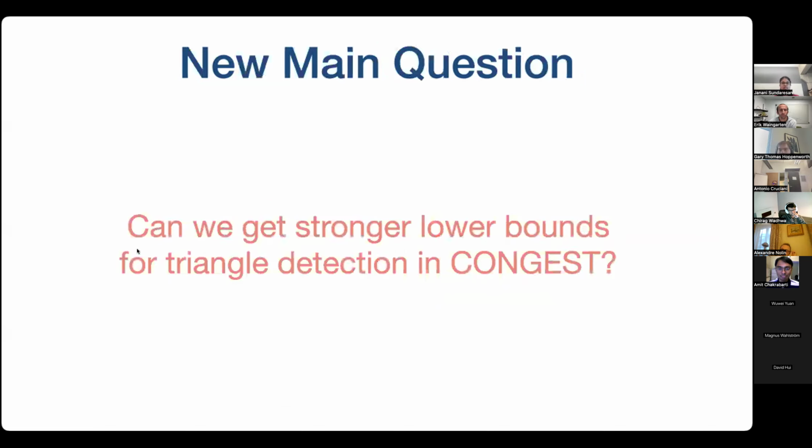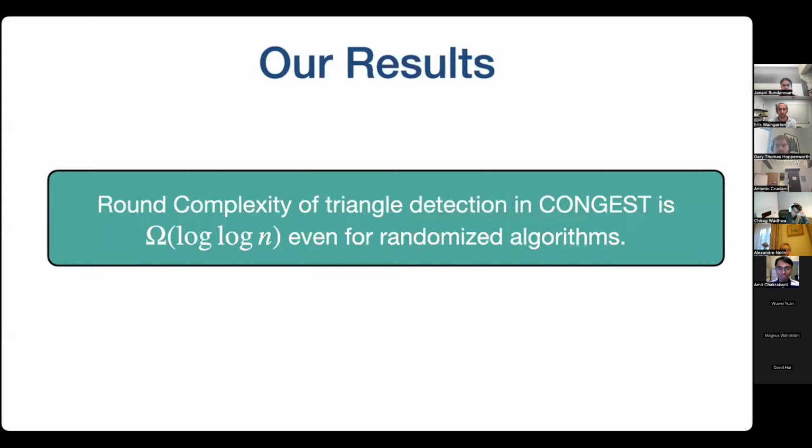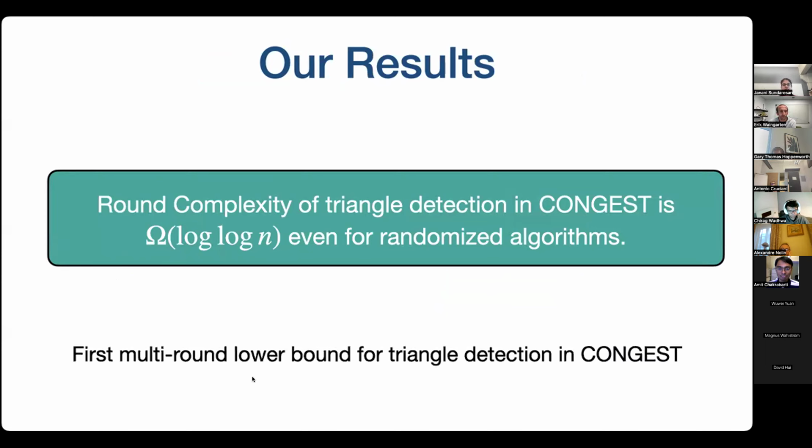But, well, if you can't get such strong lower bounds, then maybe you can get something weaker. So can you get an n to the little o of 1 lower bound instead for this problem? Because the only thing we could do was say that one round is not enough. And this is precisely what we're doing. Our main result is that the round complexity for triangle detection in this congest model is going to be omega of log n. And this is true for randomized algorithms also. And this is the first multi-round lower bound for this problem in this model. Prior to this, all we knew was that one round was not going to be enough.